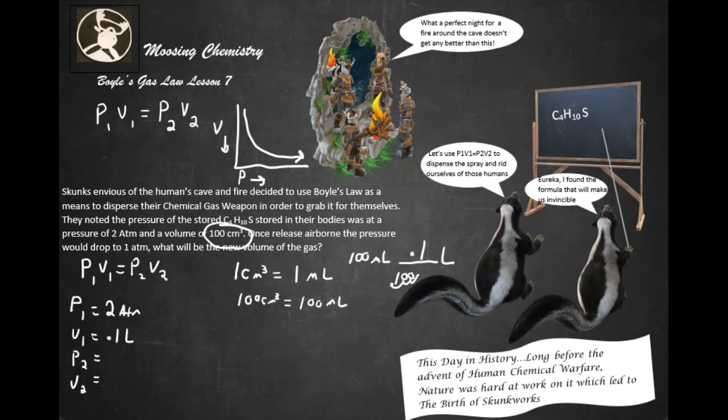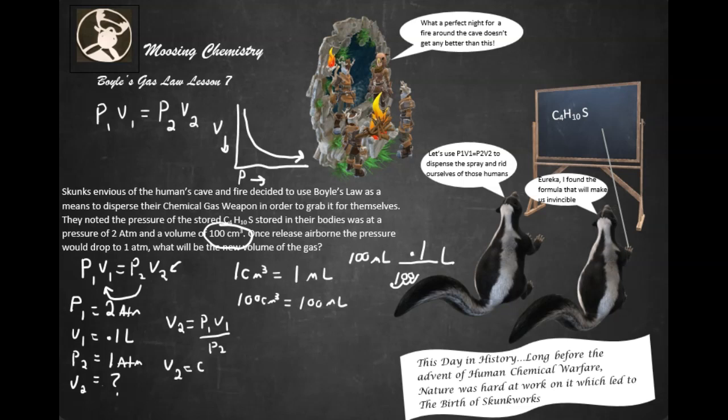Our second pressure is going to be 1 atm. And our second volume is, we don't know what it is. That's what we're trying to find. So we want to change our formula right here to isolate V2. Right? We want to make that all by itself. So we're going to move P2 under P1 V1. So it's going to look like V2 equals P1 V1 over P2. Pretty simple, huh? So let's just put our values in now.